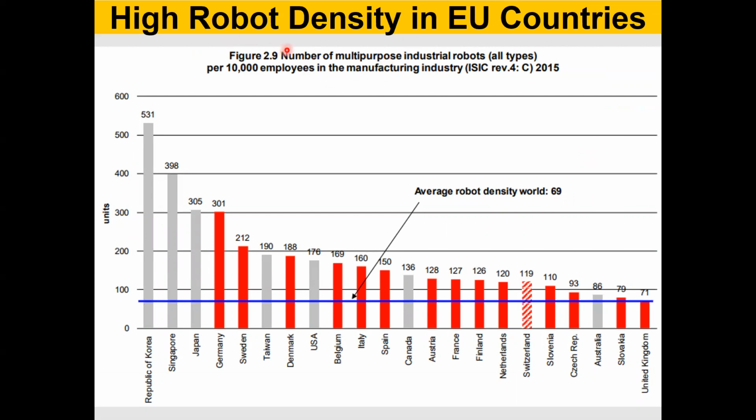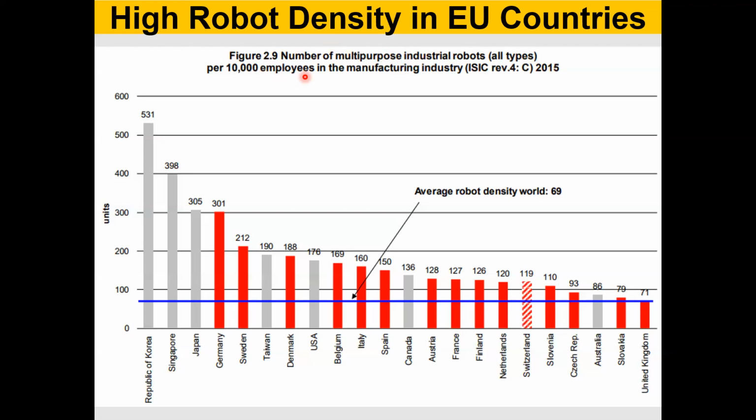Now there you can see the definition. Number of multi-purpose industrial robots, right? All types, all of the industrial robots by number per 10,000 employees. Right? So if you look at Sri Lanka, how many workers are there? Manufacturing workers, right? Manufacturing industry.